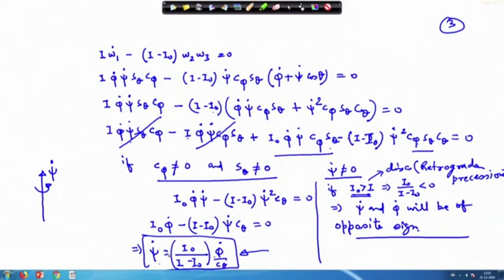Or phi dot, you can describe in terms of psi dot, whichever way you want. Okay. So, if this is psi dot, the sense of phi dot is not going to be the same. It must be clockwise, meaning this phi dot must be along this direction. Okay. That means it is something like this, the opposite way.